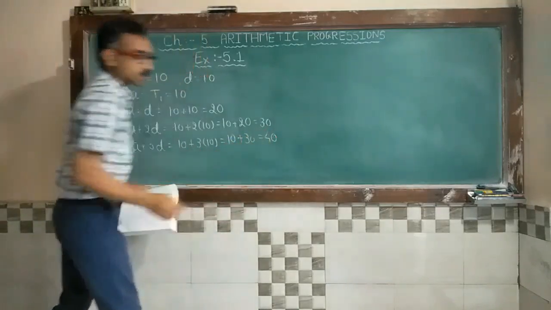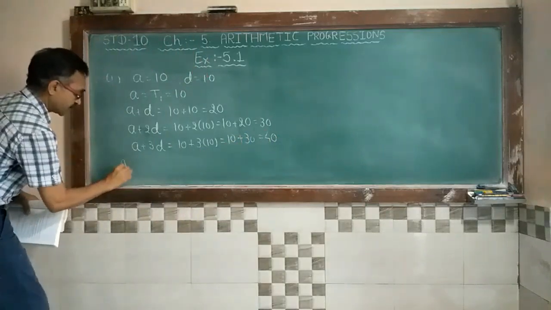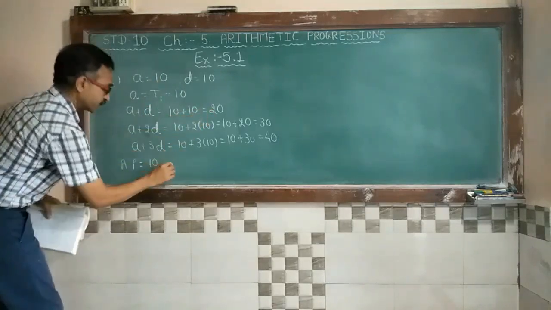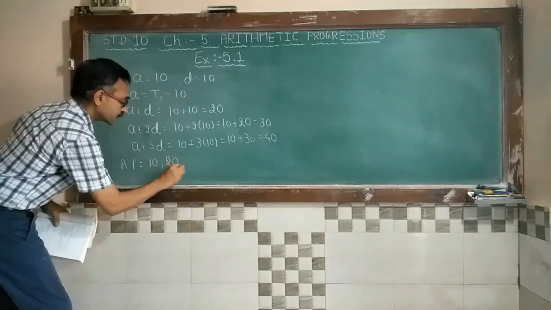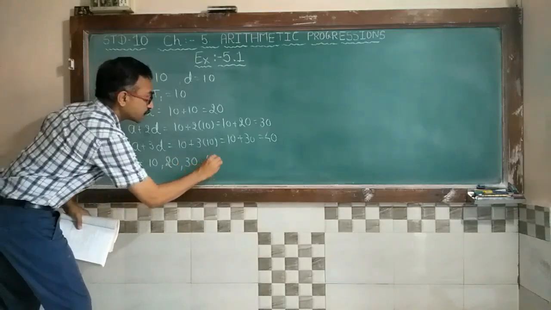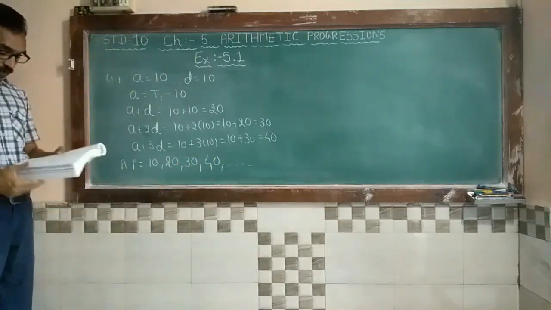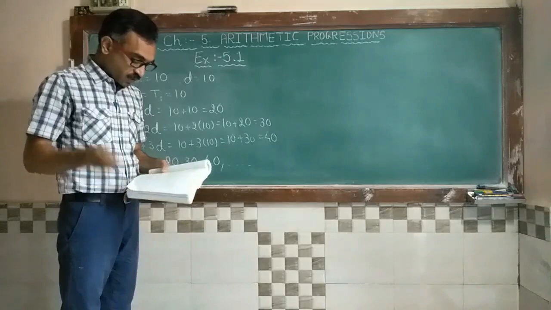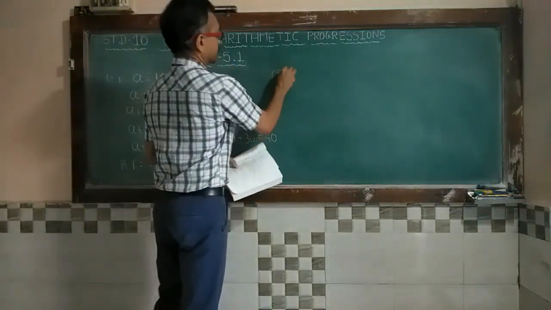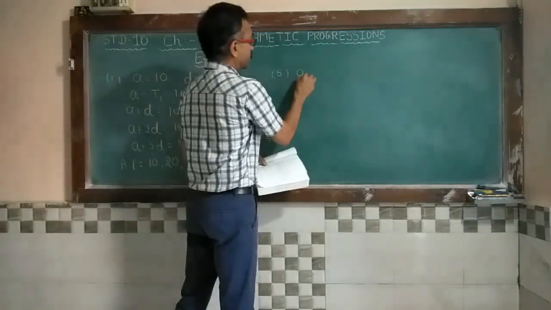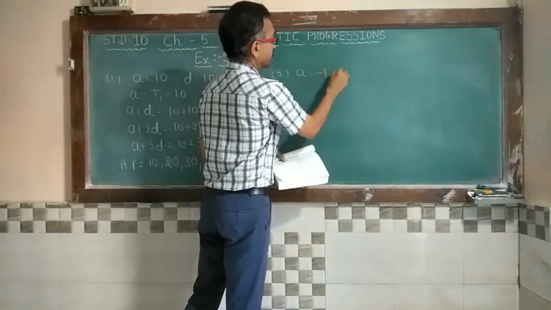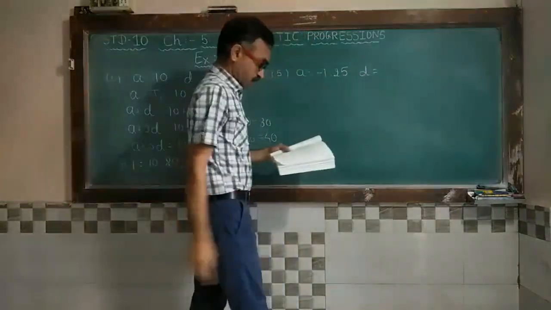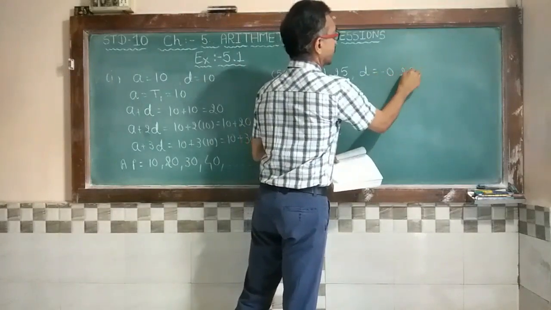Okay, so our first four terms: AP is equal to, first term is 10, second term 20, then 30, then 40, and so on. Okay, same way, suppose we are given the fifth example. A is equal to minus 1.25 and D is equal to minus 0.25.